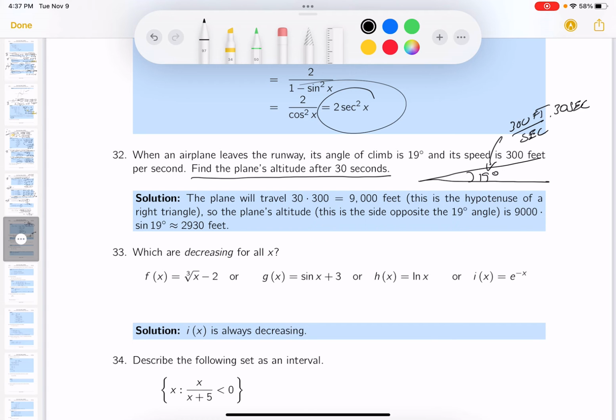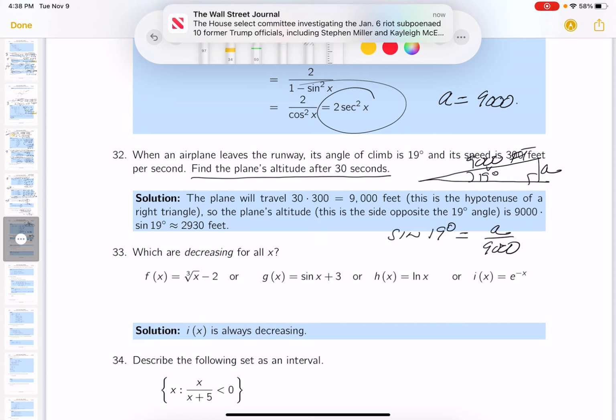I'm going to start to erase things because I'm kind of done with this over here. I was going to put down 9,000 feet. And what's your question? What's its altitude? I don't know. I'll put down A. So what do I do over there? I'd probably use sine. So sine of 19 degrees would equal A over 9,000. I could definitely write the answer down. So the altitude is going to be equal to 9,000 times the sine of 19 degrees.